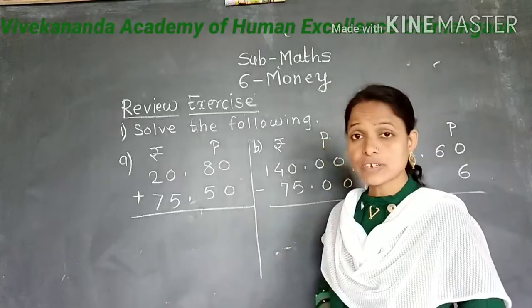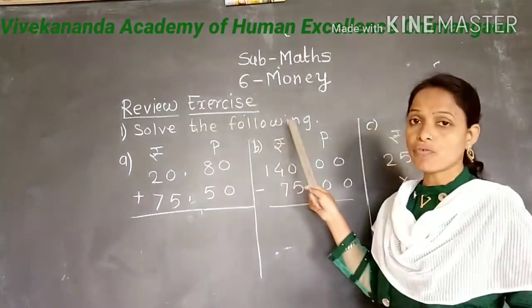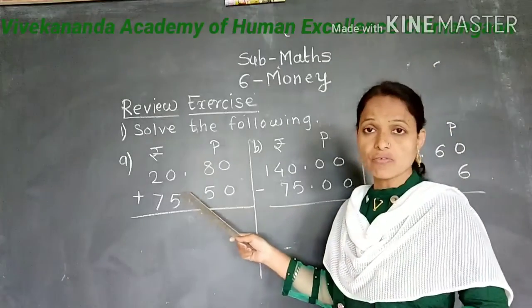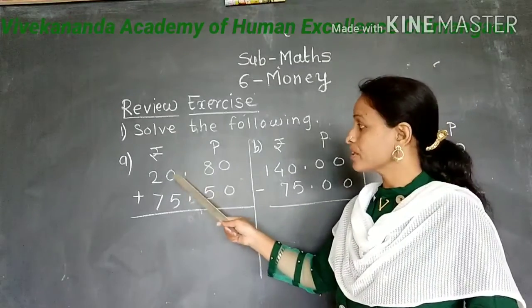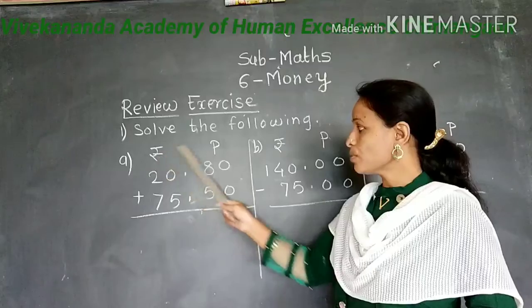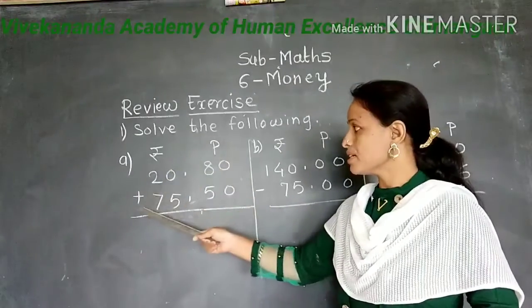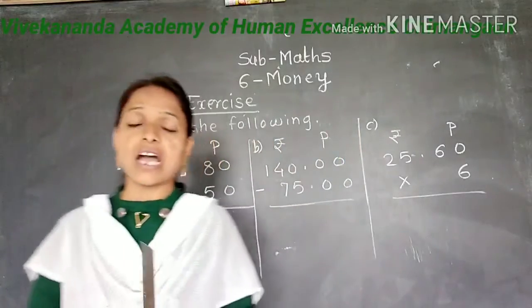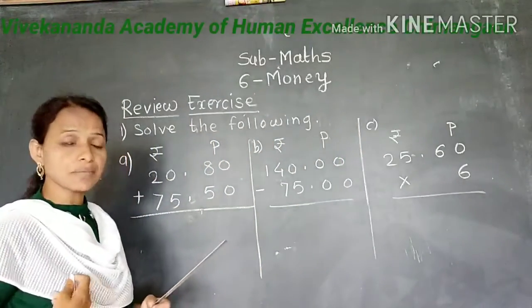So look here, first question, solve the following. Okay, so here the first question is of addition of money. Look here, 20 rupees 80 paise plus 75 rupees 50 paise. So you have learned how to add the rupees and paise.